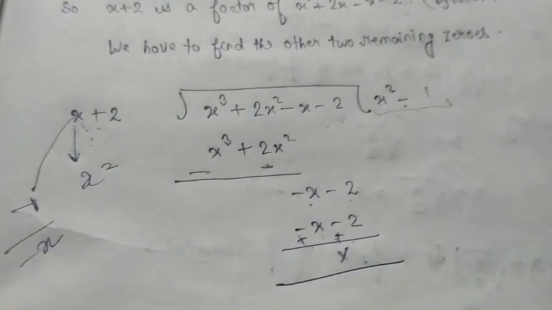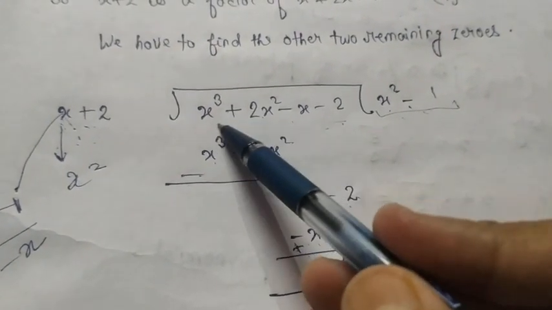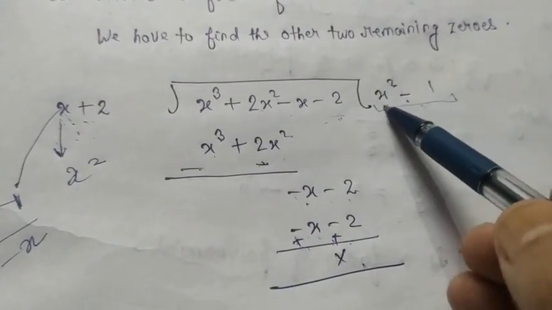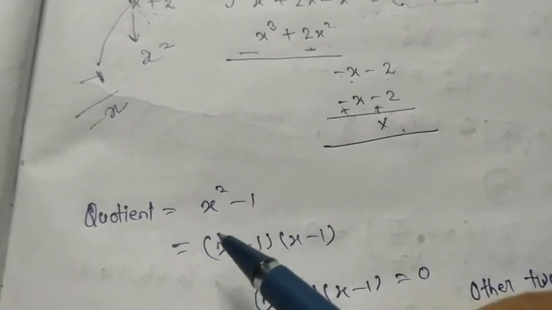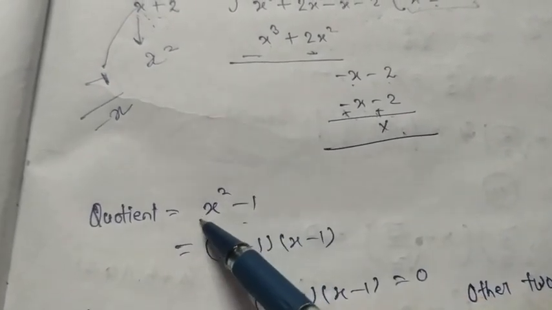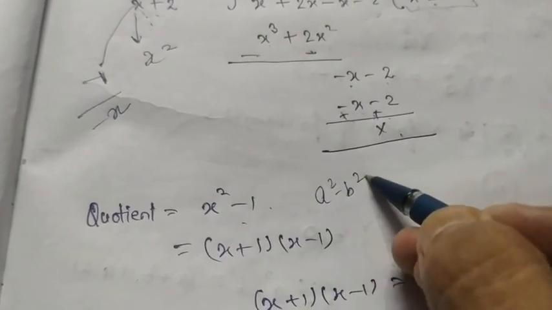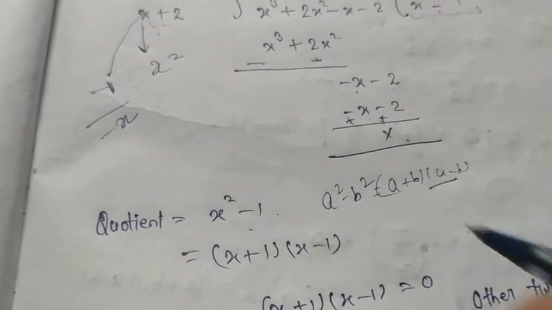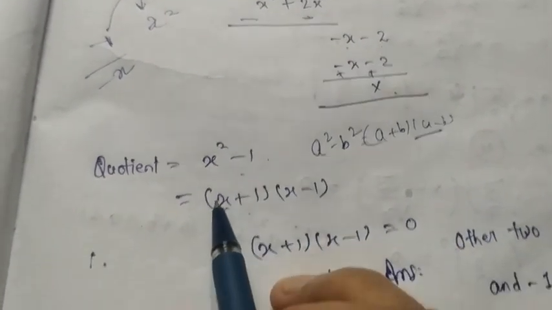Okay, so children, see in this part, when you have divided this by x plus 2, you have seen the quotient is x square. So I have written here the quotient is x square minus 1. Now you can factorize it also, in the formula of a square minus b square, which is equal to a plus b and a minus b. Okay, so it becomes x plus 1 and it becomes x minus 1.